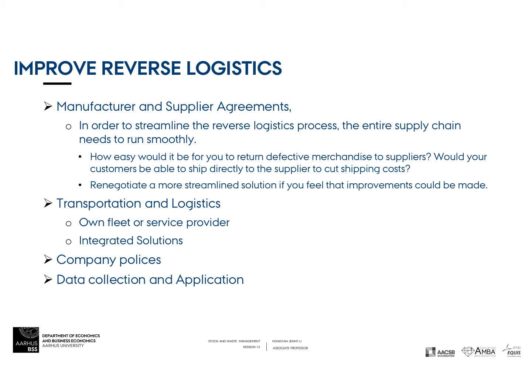So manufacturer and supplier agreements actually matter. In order to streamline the reverse logistics process, the entire supply chain needs to run smoothly, so collaboration is necessary. You need to answer the question: how easy would it be for you to return defective merchandise to suppliers? Would your customers be able to ship directly to the supplier or cut shipping costs? And then renegotiate a more streamlined solution if you feel that improvements could be made. And transportation and logistics can also be improved.